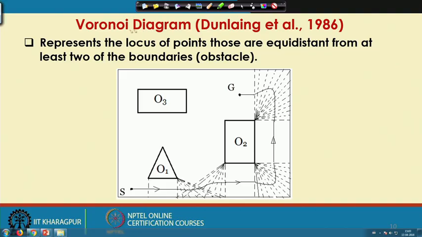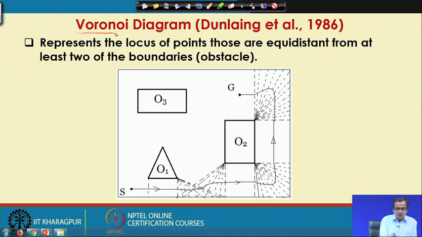We are discussing how to solve the find path problem using graph based techniques. Now, I am just going to start with the working principle of the Voronoi diagram, which is a very popular graph based method to solve the find path problem. The concept of the Voronoi diagram was proposed by Dong Lang et al. in the year 1986.